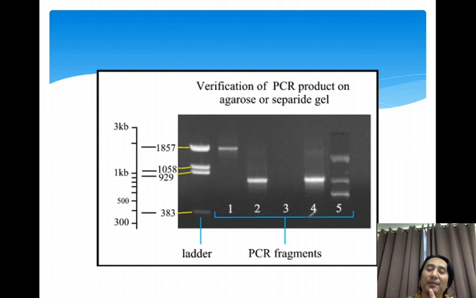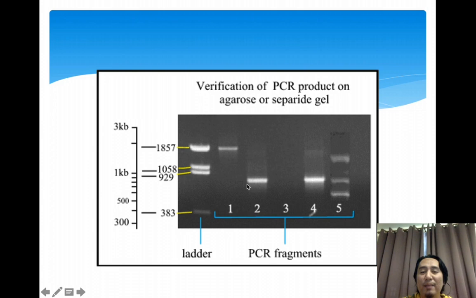Second one, the band should be pure, such that it should appear as only one band. If it only has one band, it means that your primer aligns perfectly to your target gene. So only your target gene is being amplified. When your target gene is amplified, you only have one kind of gene that is amplified over and over and over again, so you supposedly have one band.